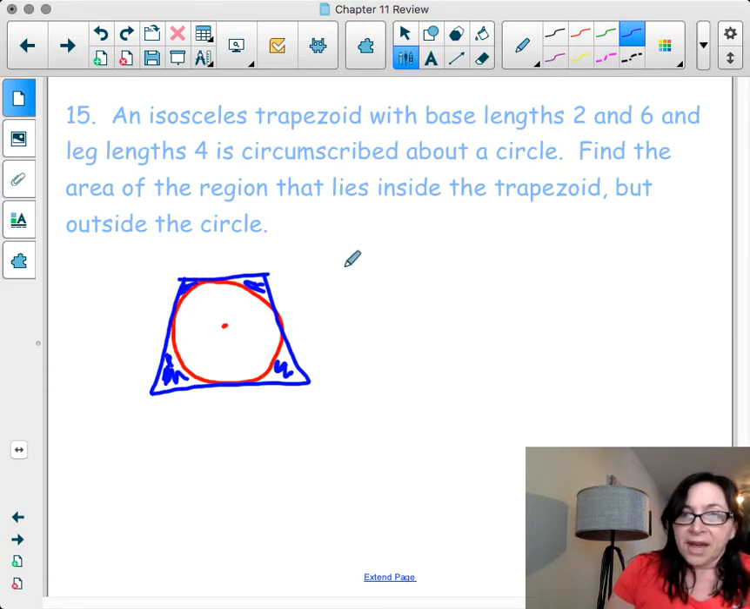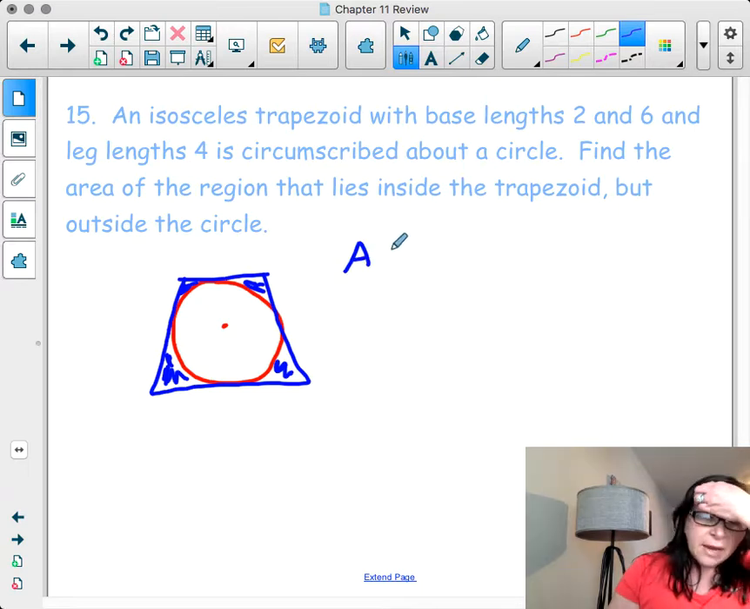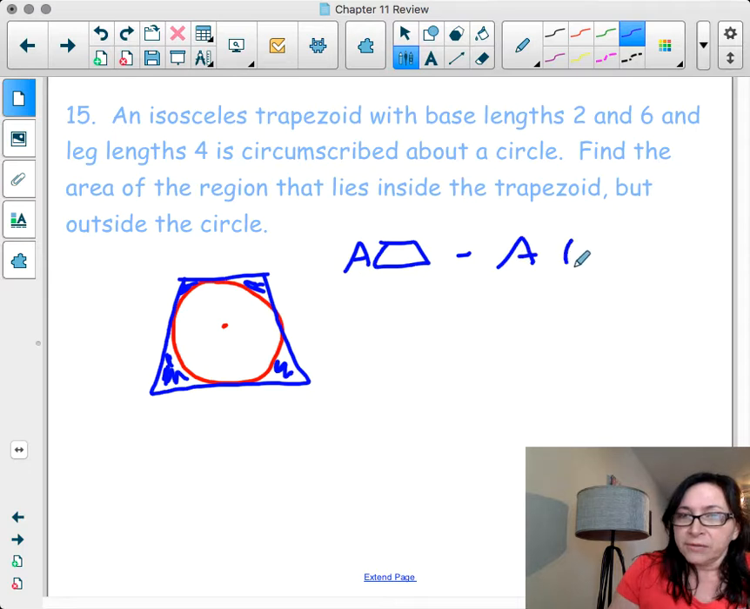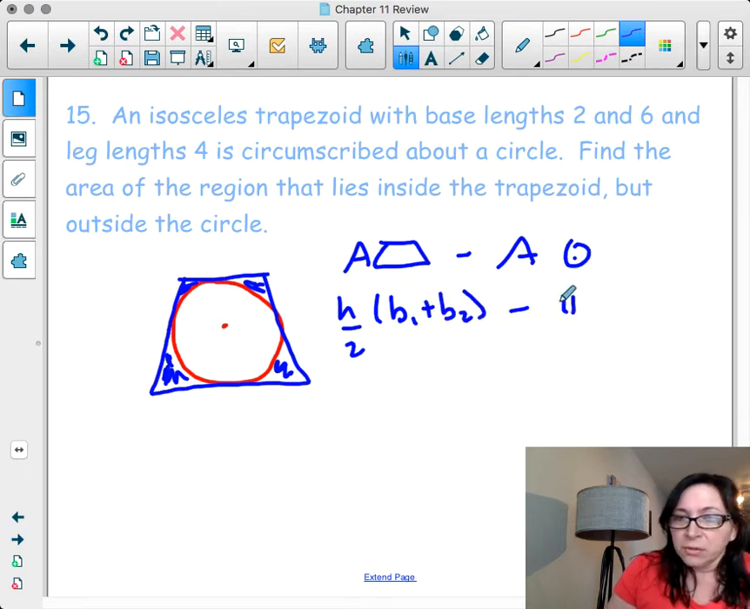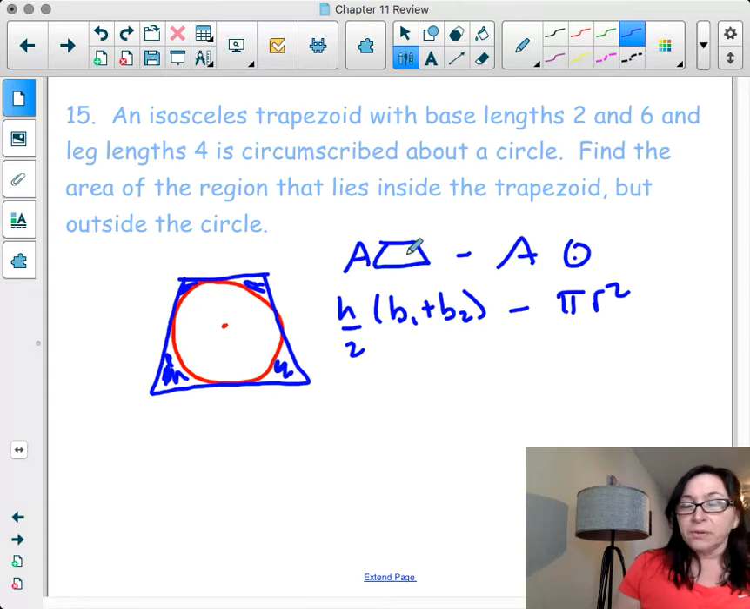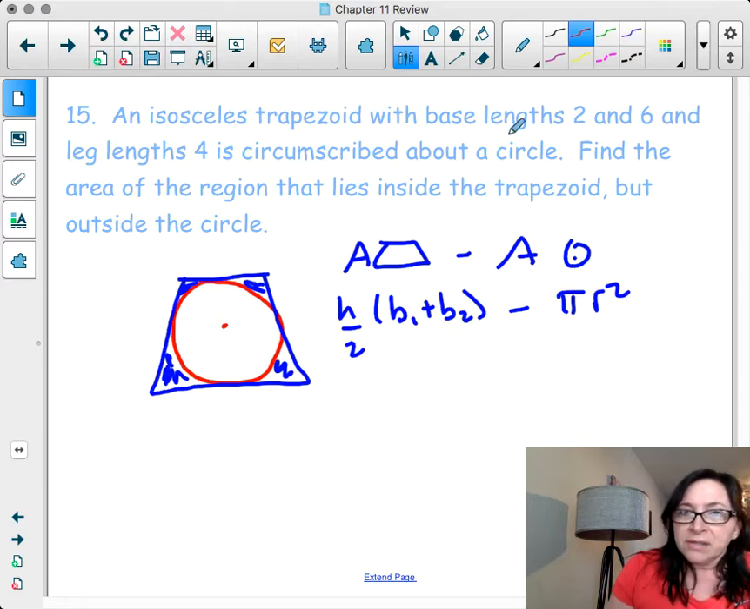So our plan of action is to find the area of the trapezoid minus the area of the circle. So we're going to go height divided by 2 times the sum of the bases minus the area of the circle, which is pi r squared. So a couple of things. We need the radius, we need the height, we need the bases. So what did they give us? They gave us base lengths of 2 and 6. So here's 2 and here's 6. Leg lengths of 4.